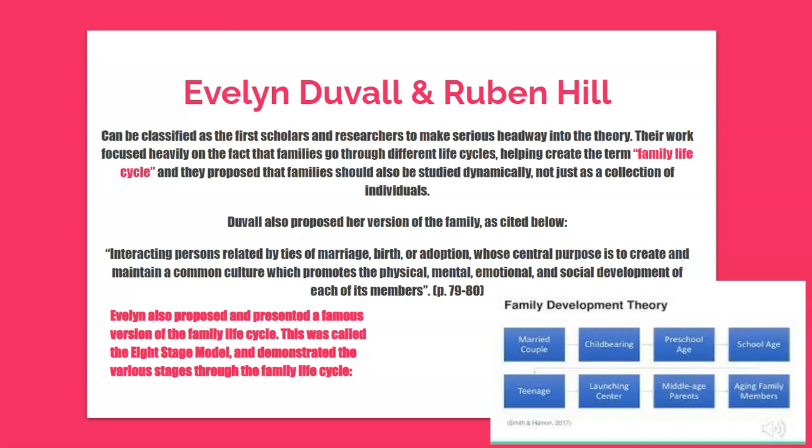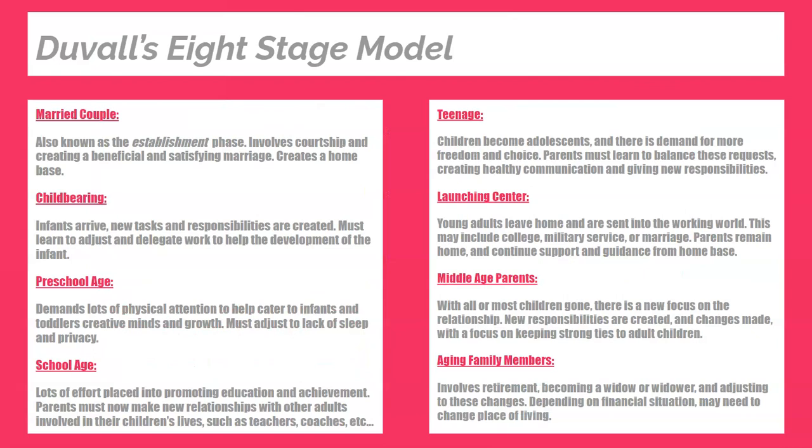This was called the 8-stage model, and demonstrated the various stages through the family life cycle. On the right here we have married couple, childbearing, preschool age, school age, teenage, launching center, middle-aged parents, and aging family members. We can now go into more detail on her 8-stage model. Married couple, also known as the establishment phase, involves courtship and creating a beneficial and satisfying marriage, creates a home base.